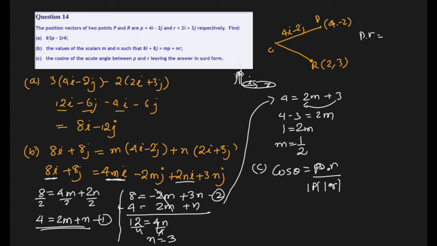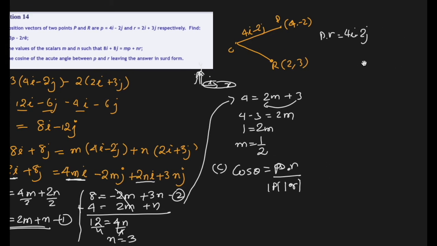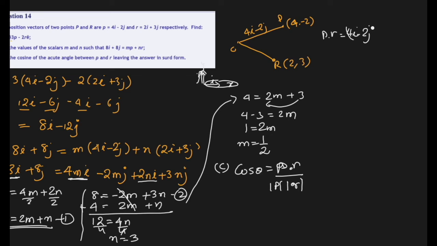What is the first vector? 4i minus 2j. Dot 2i plus 3j. So for the dot product, we just multiply the coefficients of i with i. So 4 times 2 is 8. Minus 2 times 3 is minus 6, which is 2. So here cos theta equal to 2 divided by.